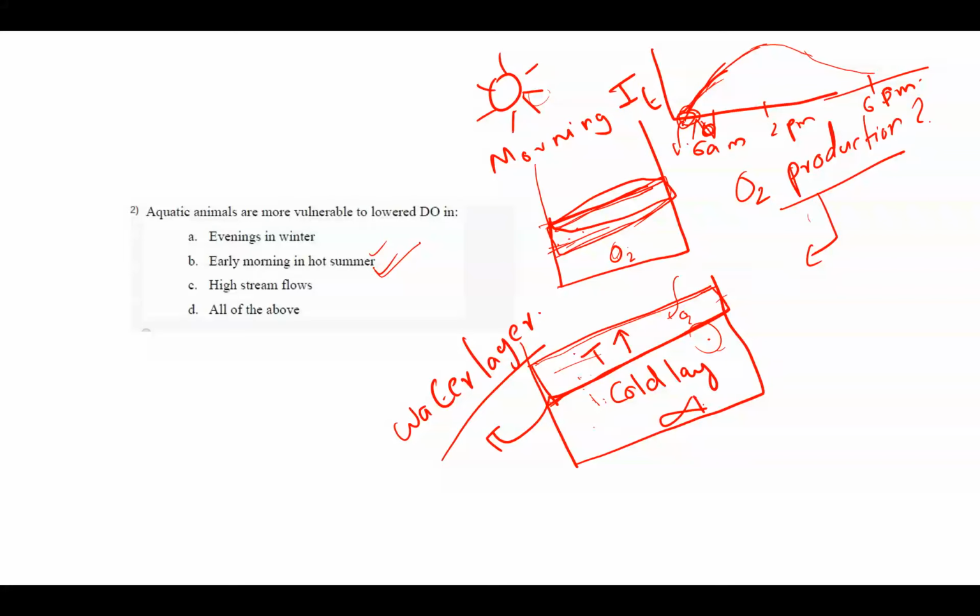So the organisms, mainly the aquatic animals staying in the top layer and also in the lower layers, will not get enough dissolved oxygen for their daily needs. So that is the main reason. It is not due to the high stream flow. So these other three options are wrong. The answer is early morning in the hot summer. The answer is clear.